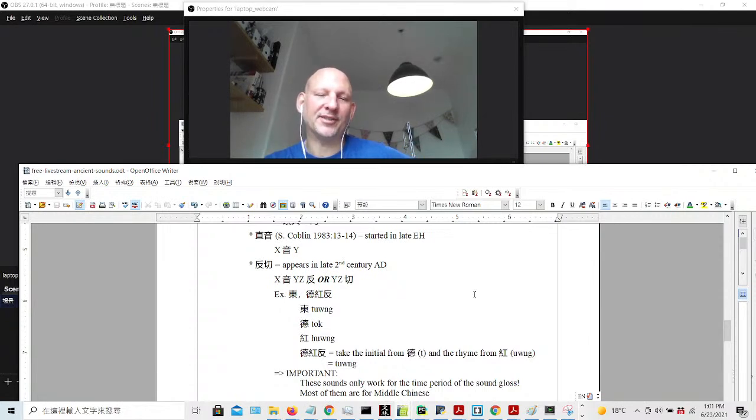But so I have the example, and I think this is actually the first entry in the Qieyun. And the Qieyun is a rhyme book, and it basically lists out a bunch of fanqie spellings for different characters. So the example here is 东，德红反. And so what that means is for the character dong, you take the initial from de, and you take the rhyme from hong, and then the fan just tells you that the previous two characters are a fanqie spelling.